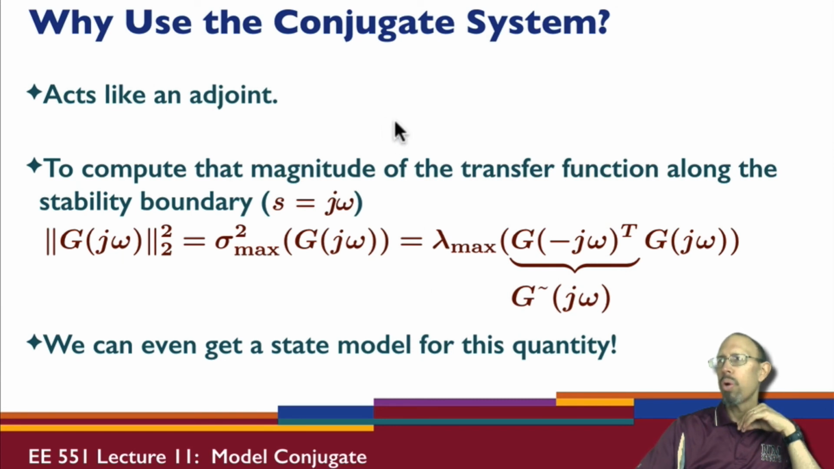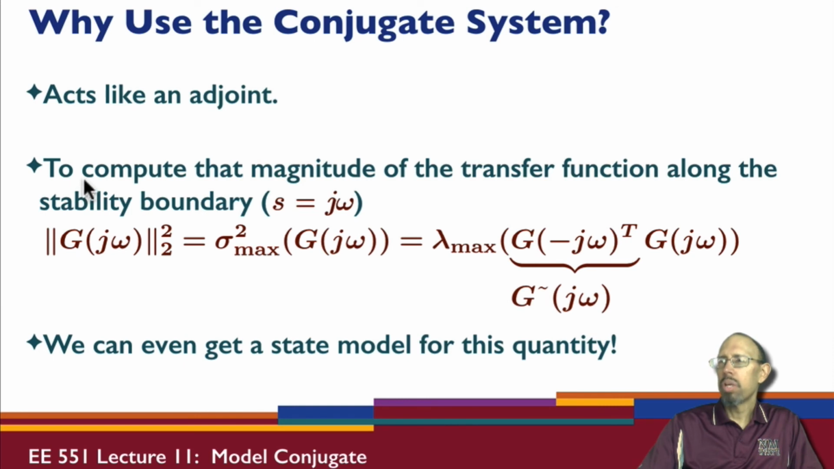So what's the point of the conjugate system? The conjugate system acts like an adjoint system. So we've talked about an adjoint of matrices. We haven't actually talked about adjoint of systems. We will talk about adjoints of systems, but for now, let's see how this works.